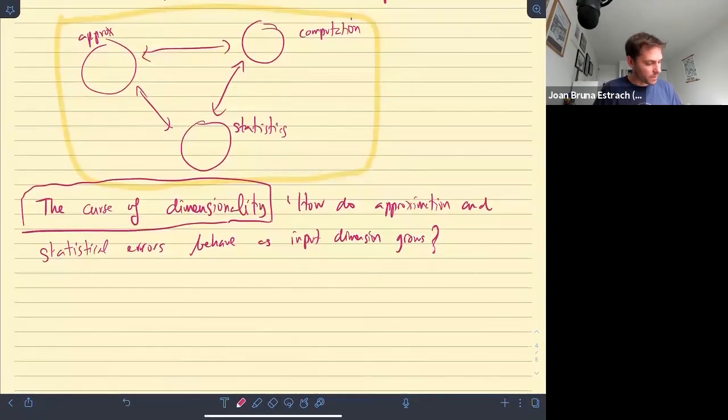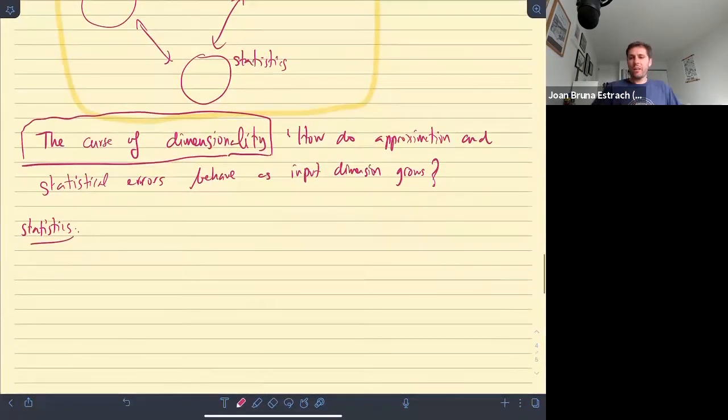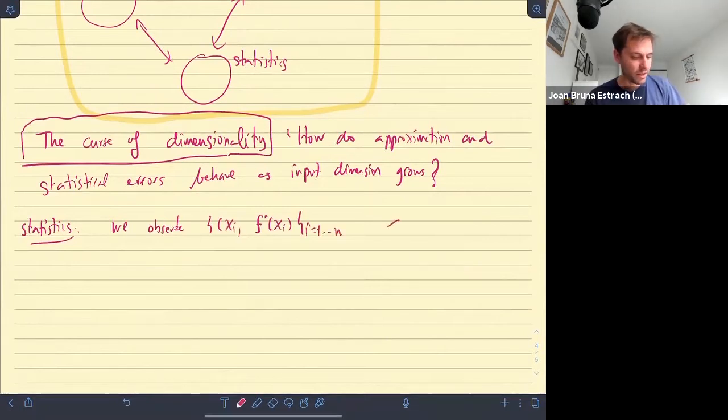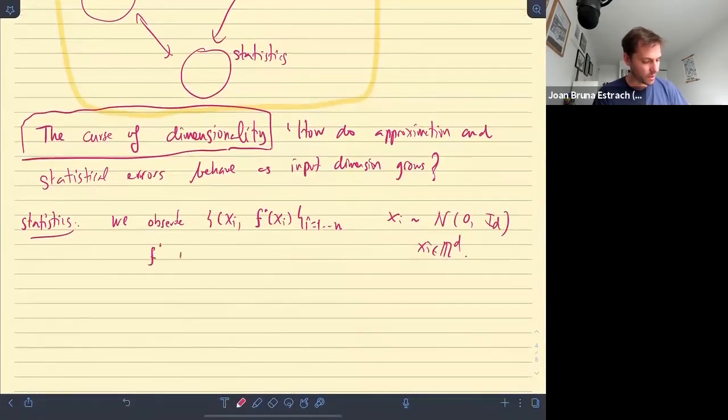Okay, let's start from the statistics. There are many ways to formulate this problem. Let me assume again a regression setting with no noise. So assume that we observe xi with some unknown function f star of xi. And just for fixing ideas in this section, assume that the data is Gaussian. So the data xi is in dimension d, and f star is unknown.